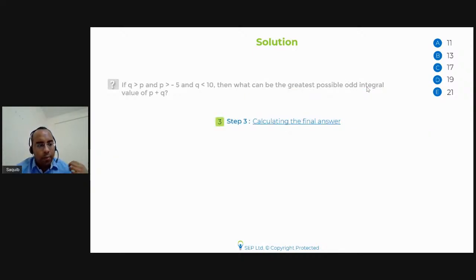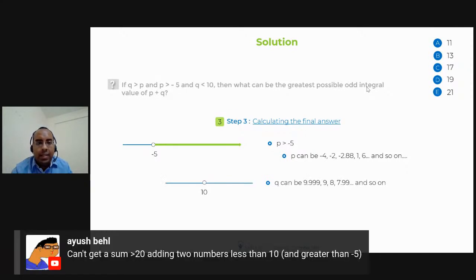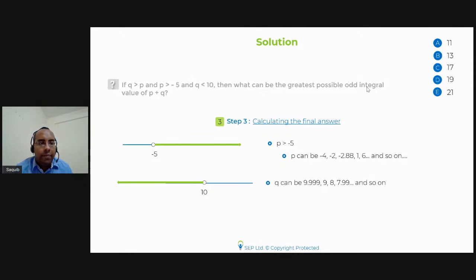Now we know what is given. Now we know what kind of nature P and Q are. What we are going to do now is think, if P is greater than -5, P can take any value. It can be integers like -4, -2. It could be decimals like -2.88, and so on. It could be positive values also, right? If Q is less than 10, then obviously Q can take values like 9.999, 9.8. It can take negative values also, and it can go on in the other direction, as you can see.